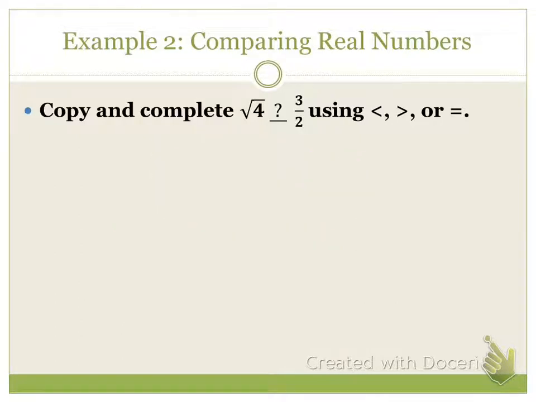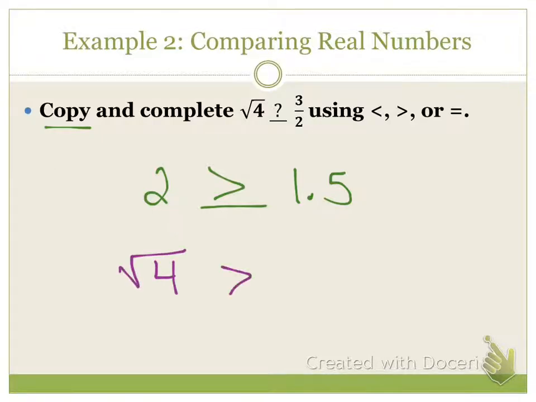All right, I want you to do one. Compare the square root of 4 to 3/2. Okay, so convert them both to decimals, compare them, and then write your answer in the original form. All right, let's go over this. What is the square root of 4? 2. Okay, what about 3/2? 1.5. So it's clear which one's bigger. 2. So now just write your answer back in the original format. The square root of 4 is greater than 3/2.